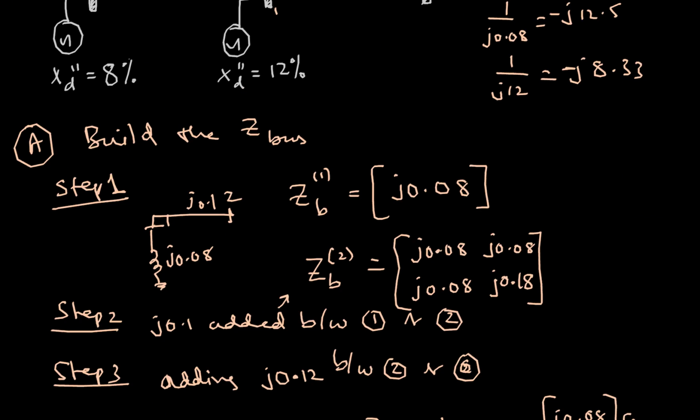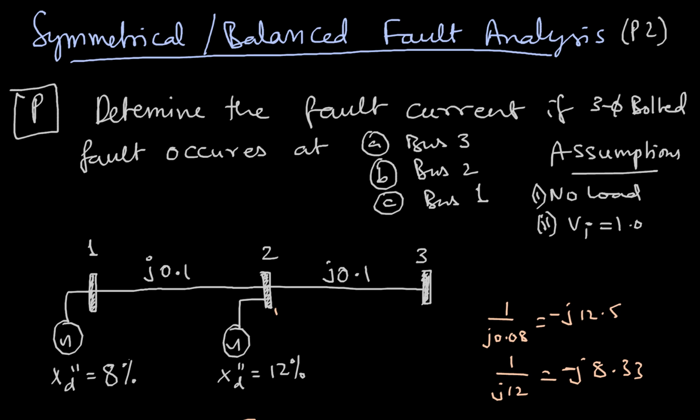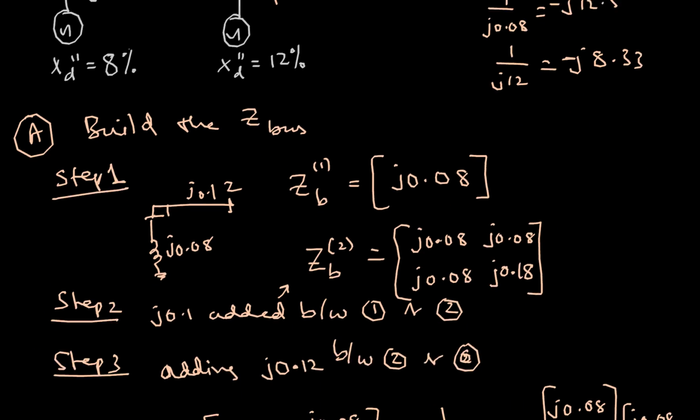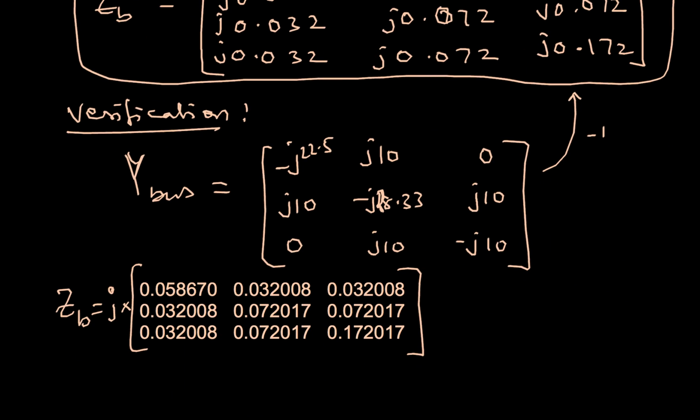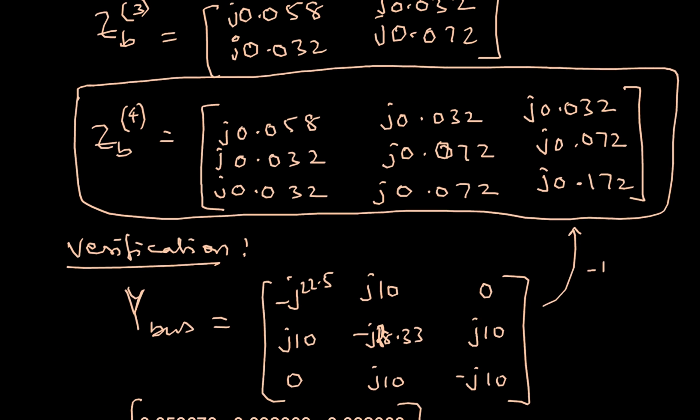Alright, so we have done one step. The question given was to find the fault currents, and what we ended up with is calculating the Z bus and then verifying with inverting of Y bus. So everything is good now. Now what I'll do is just forget about this for a moment, and then let's find Thevenin's equivalent impedance.